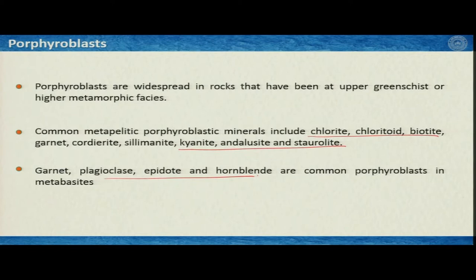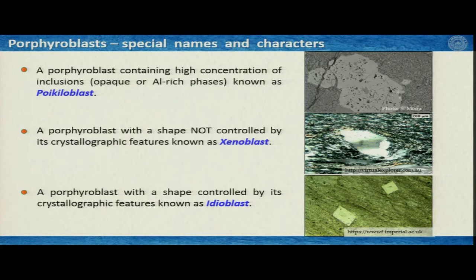So there are three classifications of porphyroblasts. One is poikiloblast, another is xenoblast, and the third one is idioblast. A poikiloblast is when a porphyroblast contains a high concentration of inclusions. For example, this is an SEM image. You see this is again a garnet. The matrix is very fine grained, and then you see a few garnet grains here, here and here, and these garnet grains have a lot of inclusions within them. So these are known as poikiloblasts.